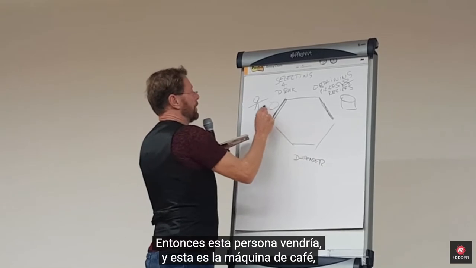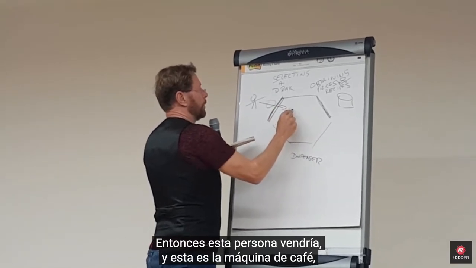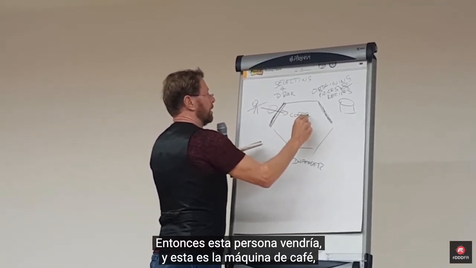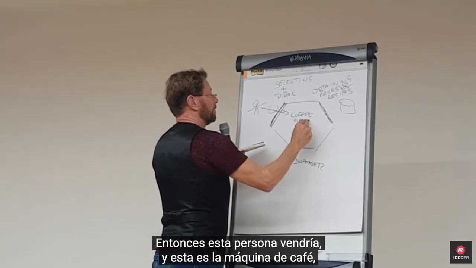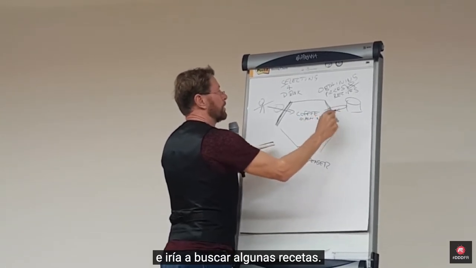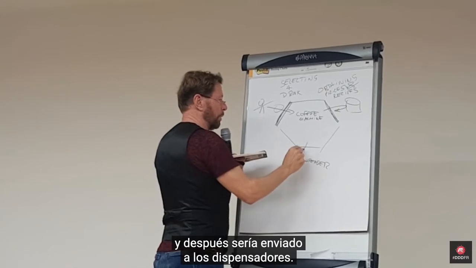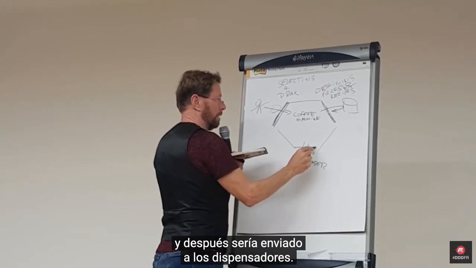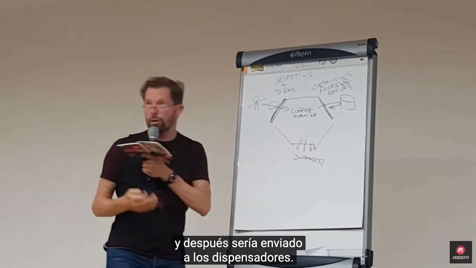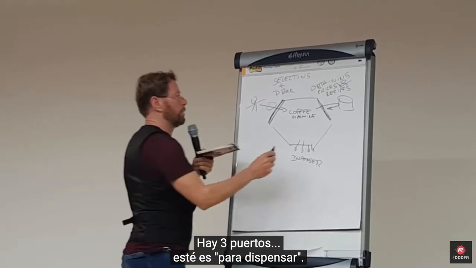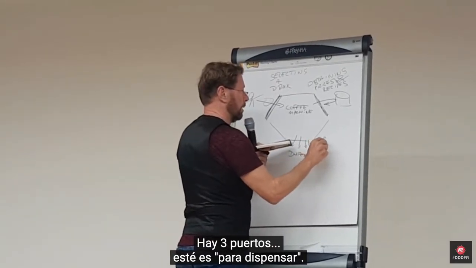So this person would come, and this is the coffee machine. And I'll go get some recipes. And then from the recipe, it would send out to dispensers, right? So that's cool. There's 3 ports on there, right? That's for dispensing.